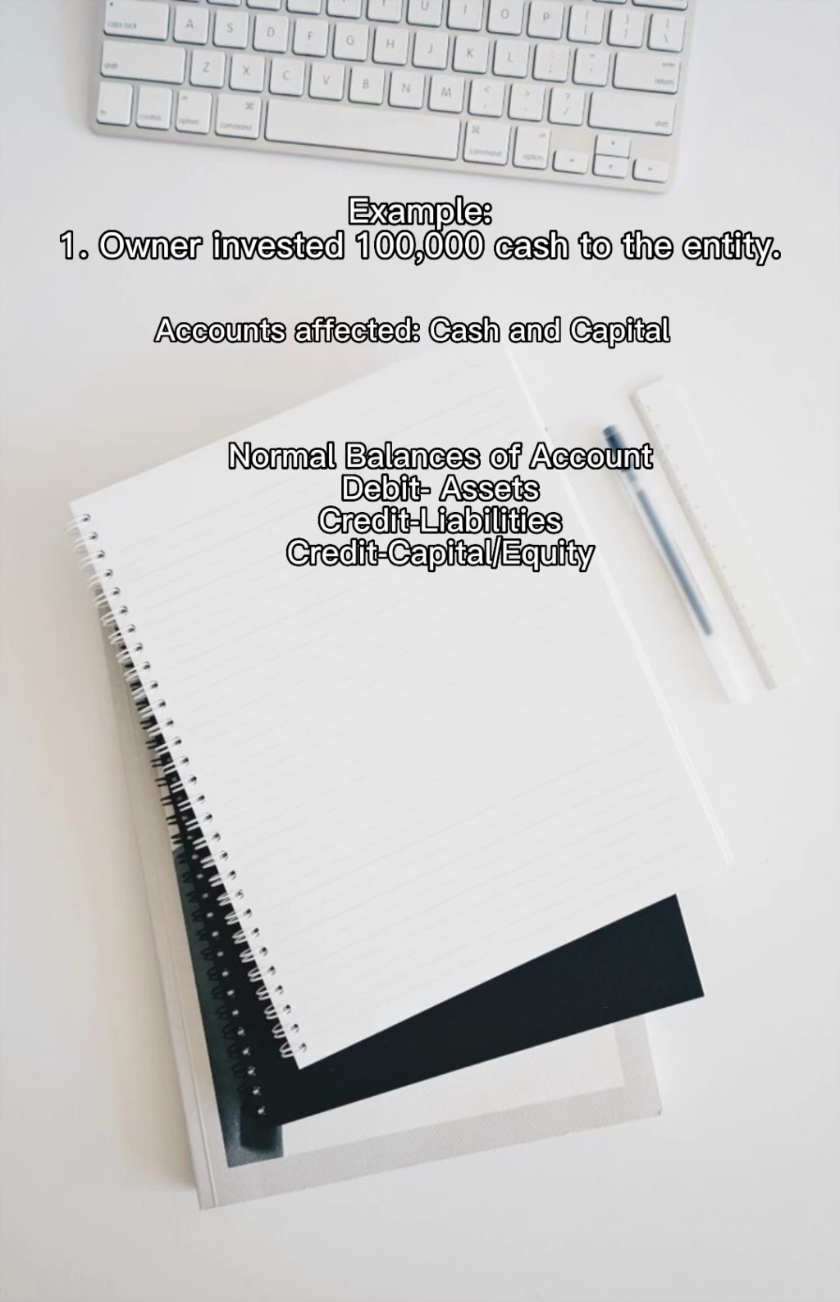First, let's have a quick recap of the normal balances of accounts. Normal balances increase an account. It can be either debit or credit. The normal balance of an asset is debit. Say, I will debit an asset, I will increase an asset. And vice versa, crediting an asset decreases an asset.